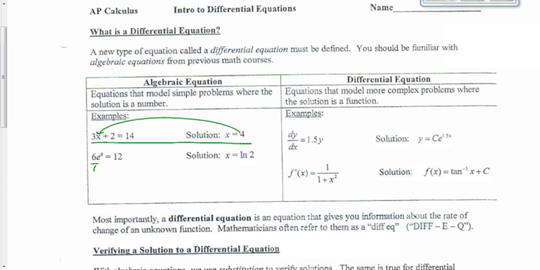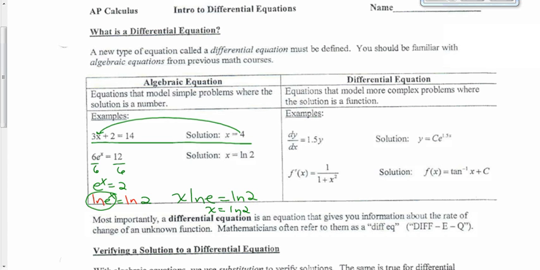With the next one, 6e to the x equals 12. First thing I would do is divide by 6 on both sides and get e to the x is equal to 2. Now to get the x out of the exponent, I would take the natural log of both sides. And when I do that, I get the natural log of e to the x is equal to the natural log of 2. And with this, I can use my log rules to simplify that by bringing the exponent down. And finally, I know the natural log of e is just 1, so x is natural log of 2.